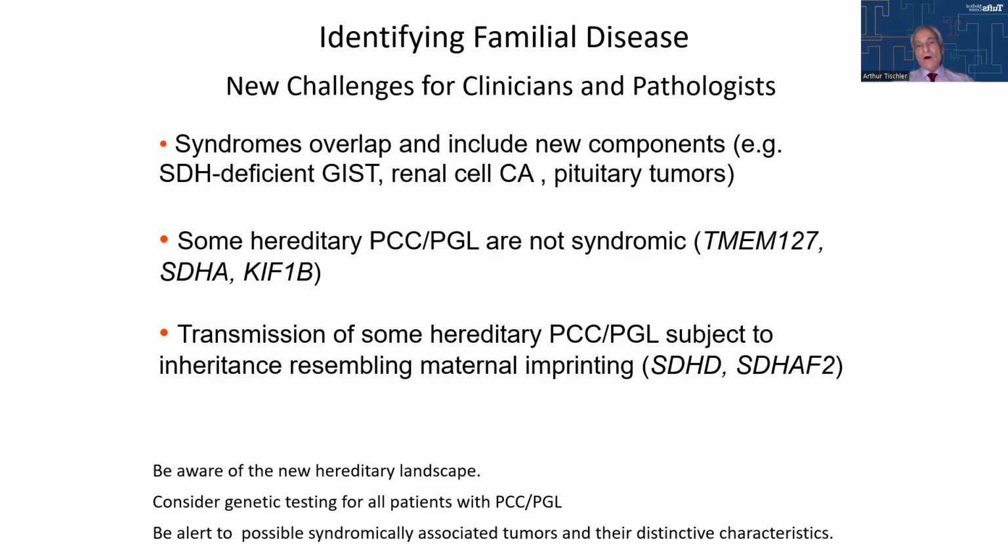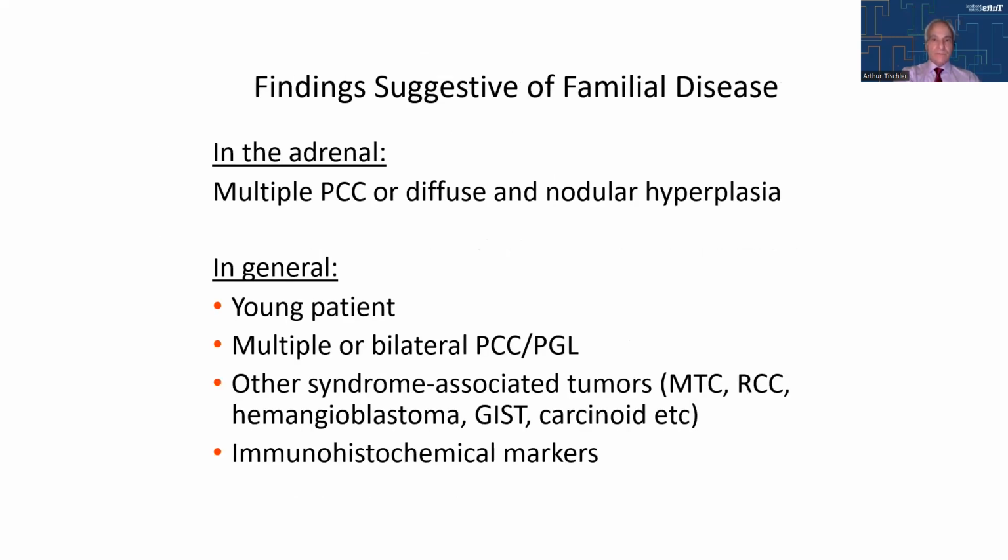As a consequence, whole generations of patients with hereditary susceptibility to these tumors can be missed, and that is the reason that it took so long for SDHD mutations to be identified as a common cause of hereditary head and neck paragangliomas. So the warnings to us here are to be aware of the new hereditary landscape, to consider genetic testing for all patients with pheochromocytoma paraganglioma, and to be alert to possible syndromically associated tumors and their distinctive characteristics.